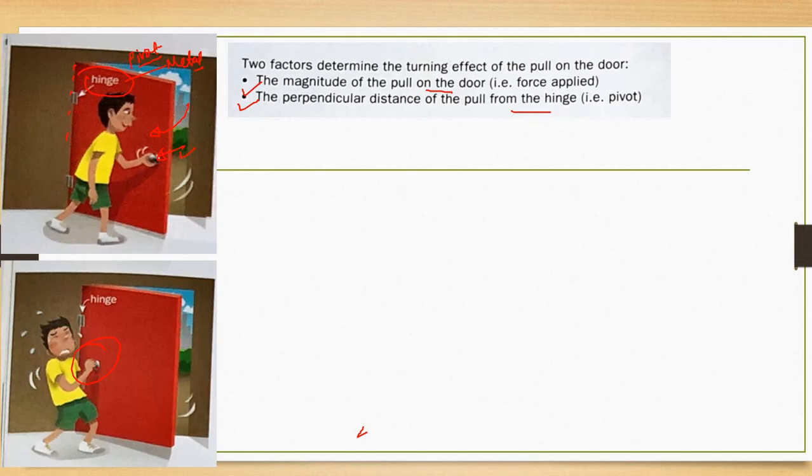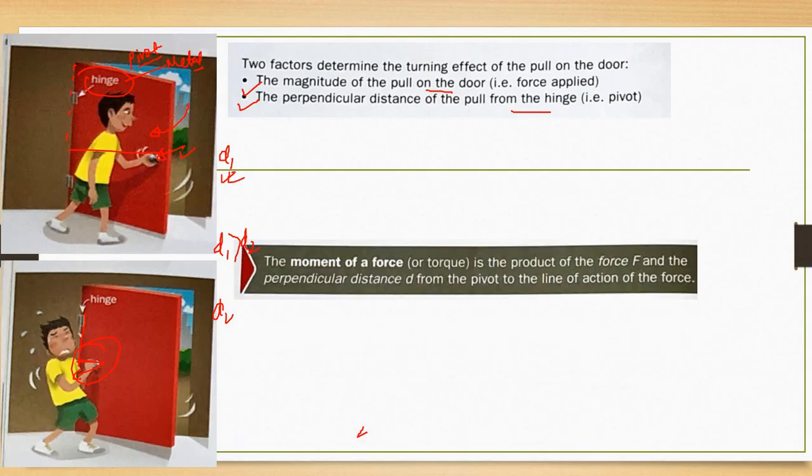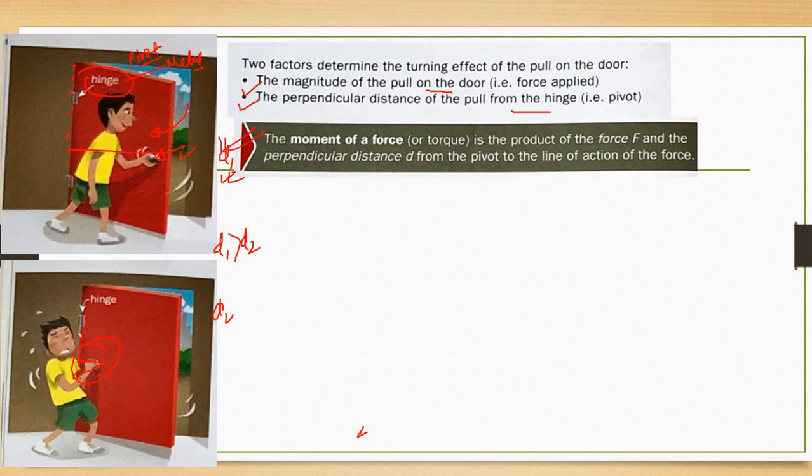So this is your pull, you are pulling in this direction, and this is the hinge. So how much distance is there? As you can see here, if you compare the distance, it is more, right? So d1 is more than d2. That's why I can say that it is easy to pull, and the turning effect will be more. So can I say that moment of force, also called torque, is the product of force and the perpendicular distance from the pivot point to the line of action of the force.